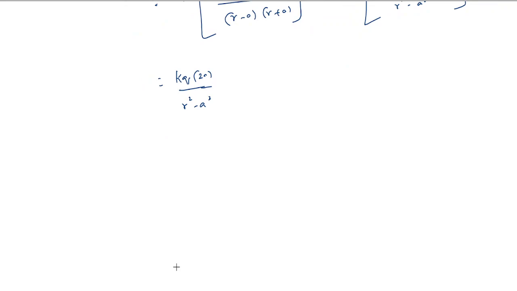But recall that k into q into 2a is called as p in terms of magnitude. It becomes kp by r square minus a square. This is the potential.